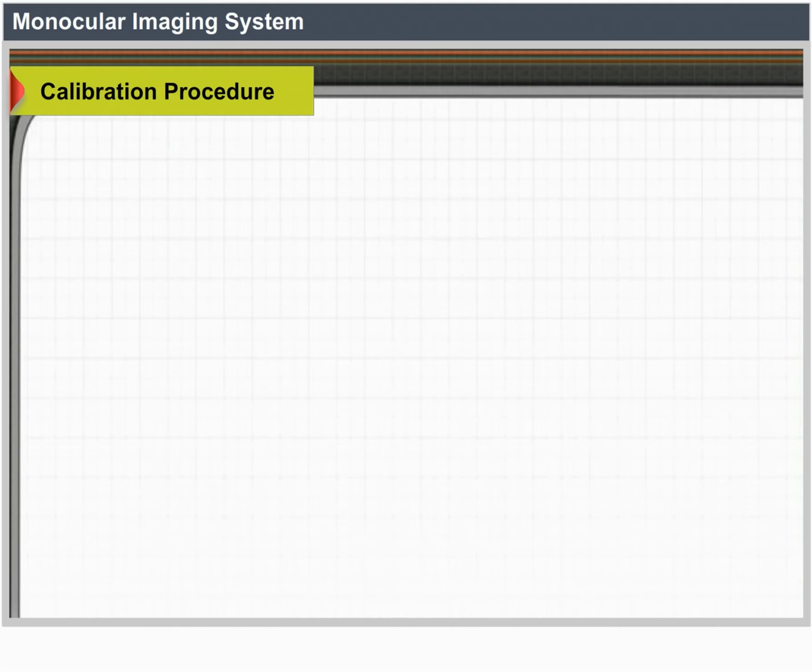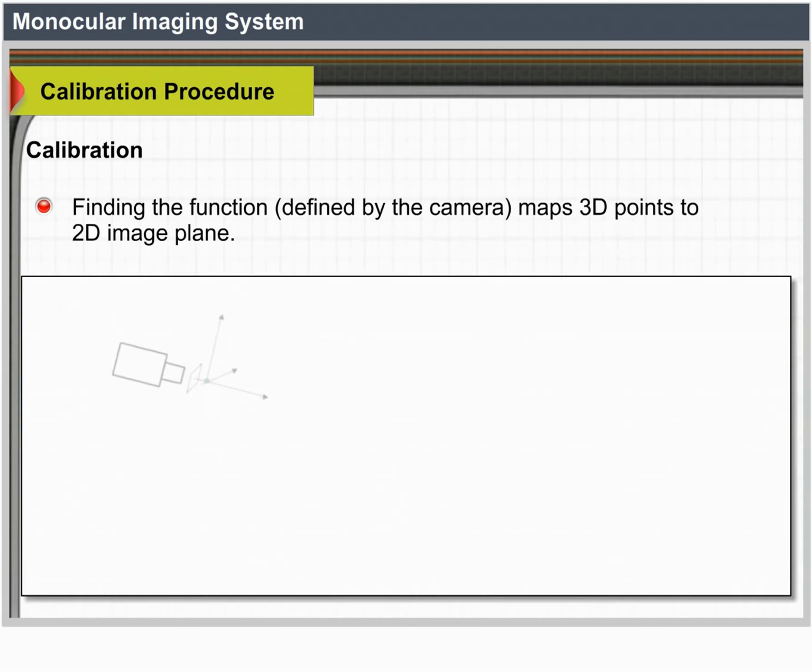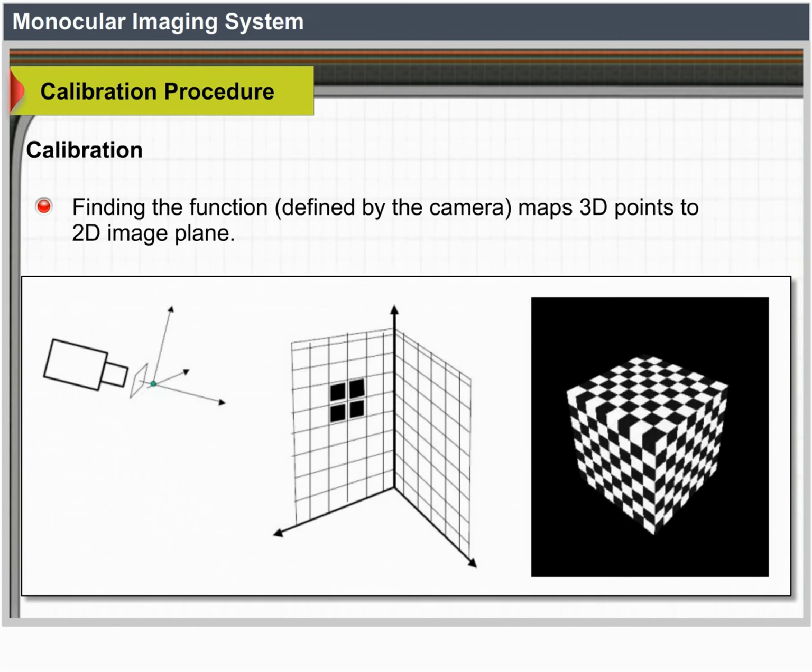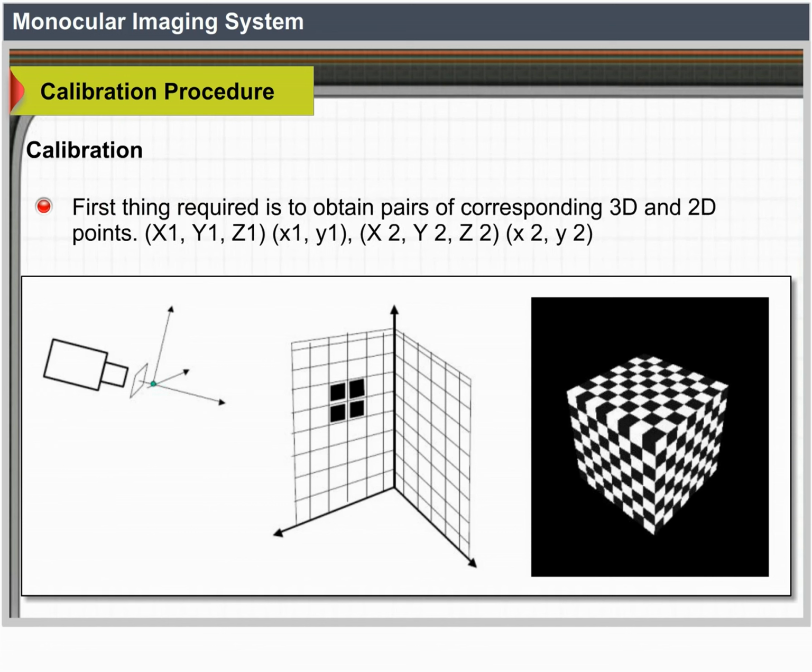Calibration procedure. Calibration: finding the function defined by the camera that maps 3D points to a 2D image plane. First thing required is to obtain pairs of corresponding 3D and 2D points. Capital X1, Y1, Z1 into small x1, y1, capital X2, Y2, Z2 into small x2, y2, and so on.